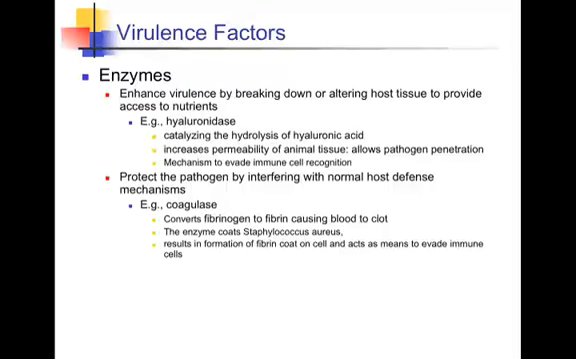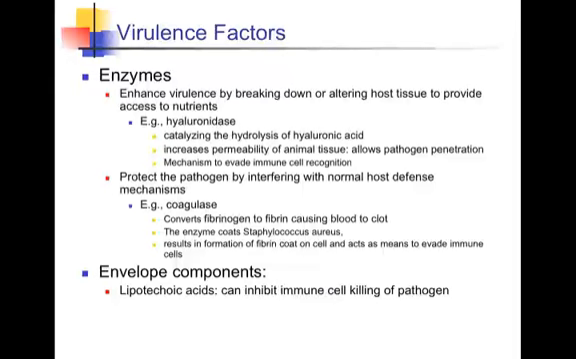Other enzymes might play a role in evading host immune cell responses. So for example, coagulase, one of the traits that a number of you use to identify your unknowns in the laboratory. This is an enzyme that creates a fibrin clot around clusters of pathogen cells and allows those cells to evade immune cell surveillance by the host.